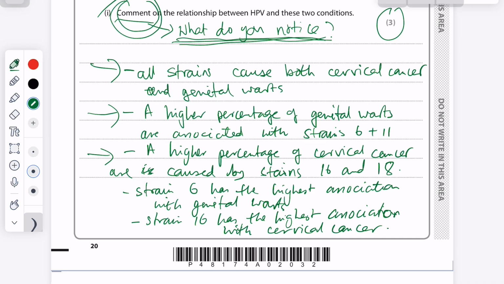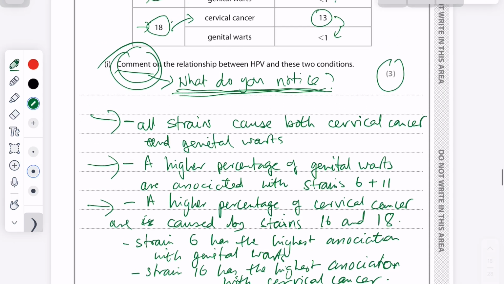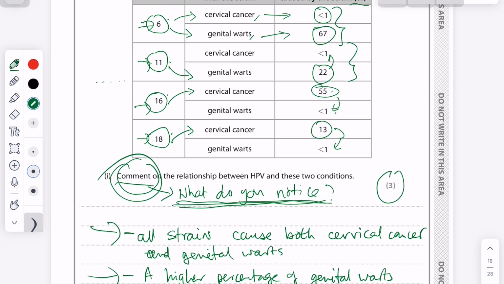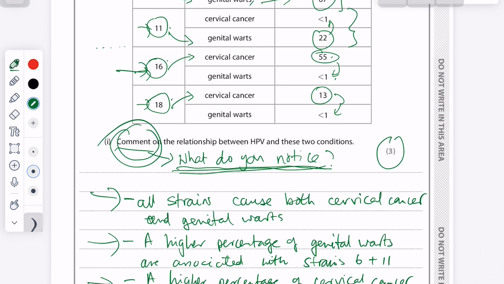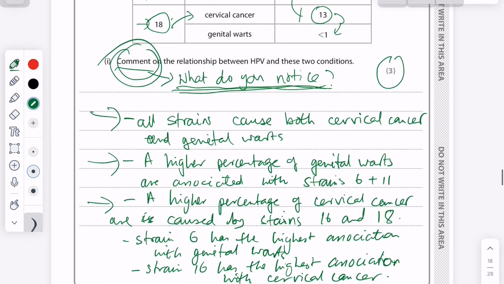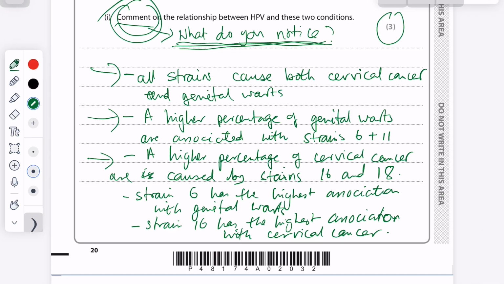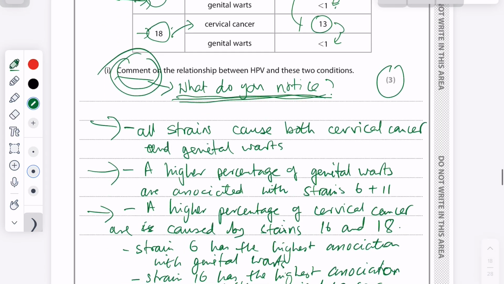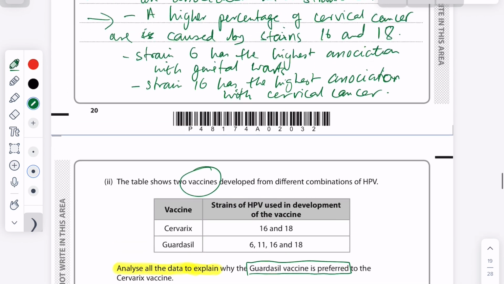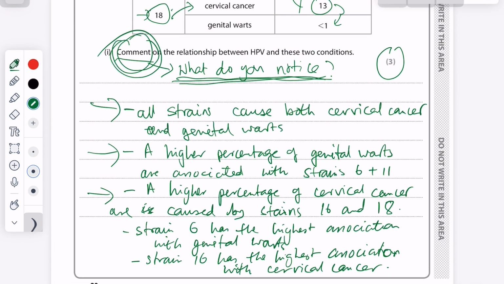A higher percentage of cervical cancer is caused by strains 16 and 18. Strain 6 has the highest association with genital warts. And I also made a comment about 16 versus 18, that's a big difference too. So strain 16 has the highest association with cervical cancer. Maybe I could have said versus 18. But that's my comment answer for 3 marks.